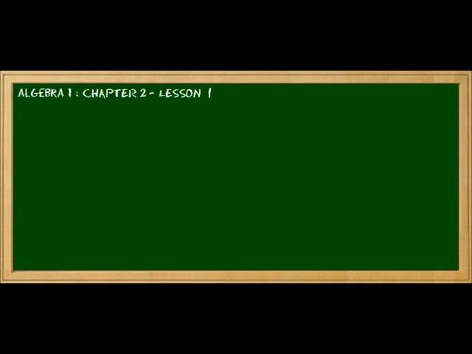Hello class, in this video we're going to go over set 2 problems that are in chapter 2 lesson 1. We have problem number 4, where it states one way to represent a function is with a table. For example, if a function has a formula y is equal to 3x, then a partial table for it might look like this. And we have x and y as our two values.